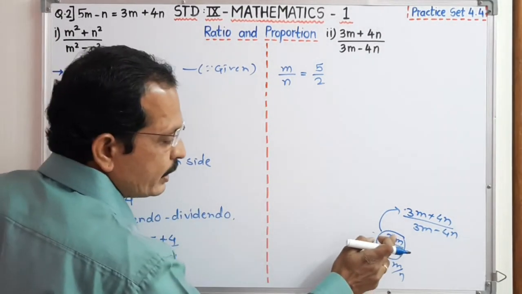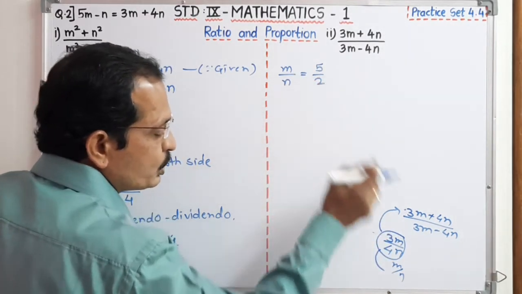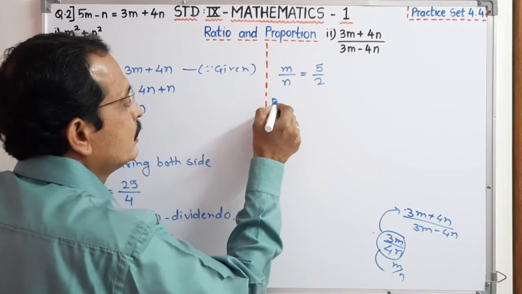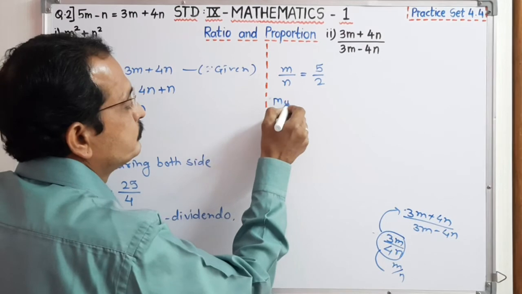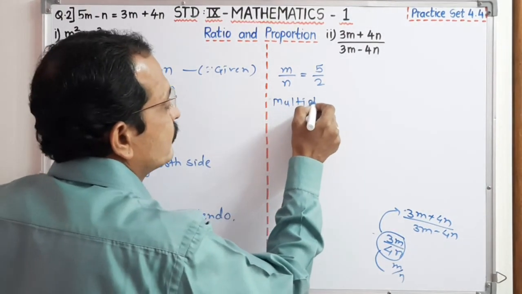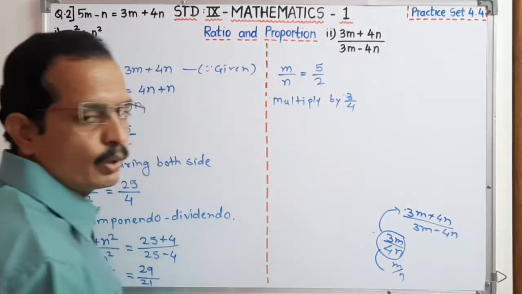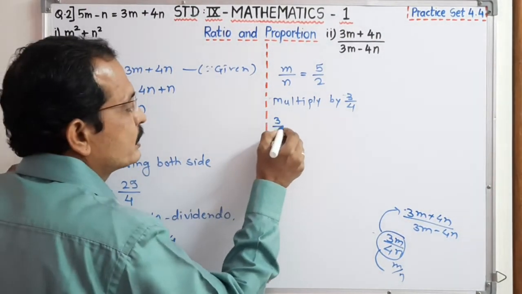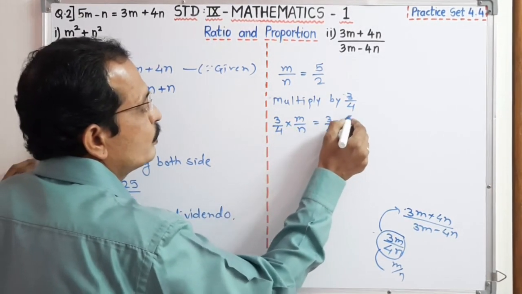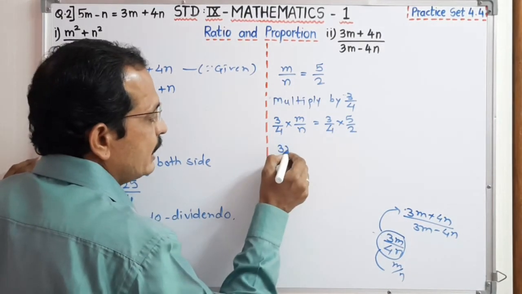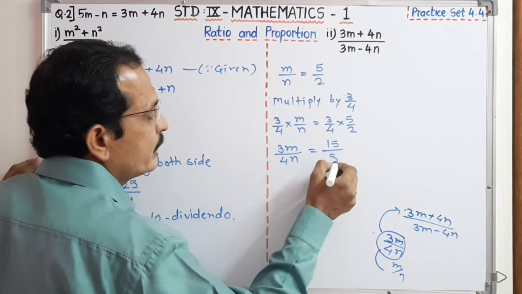Now see, we required 3m upon 4n. That means we have to multiply both ratios by 3 upon 4. Therefore, multiply by 3 upon 4. See dear student, we have to multiply by 3 upon 4. Therefore 3 upon 4 into m upon n is equal to 3 upon 4 into 5 upon 2. Therefore 3m upon 4n is equal to 15 upon 8.